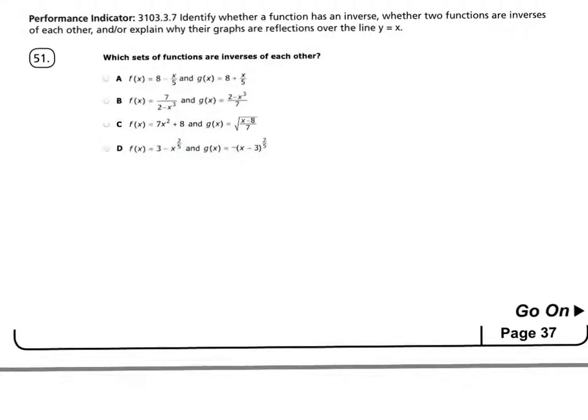Here we're trying to identify which set is an inverse from each other. So first I would eyeball these and look for inverse operations. Those are operations that are opposite from each other. A looks almost like the same thing, except this plus is changed into a minus.